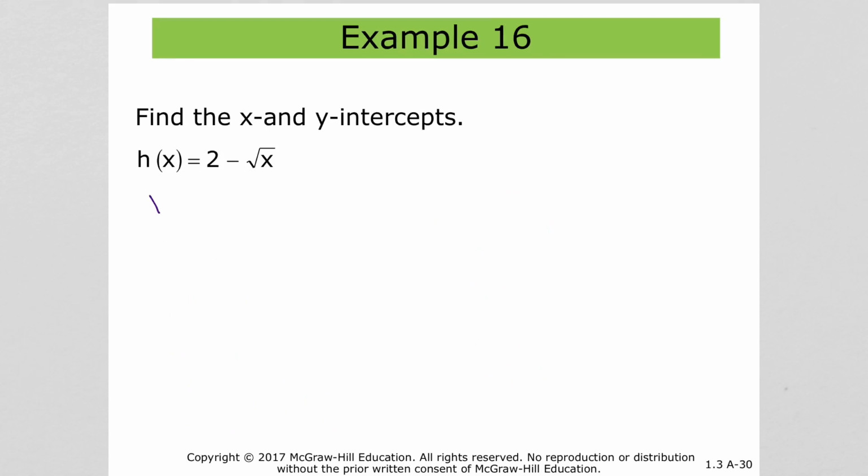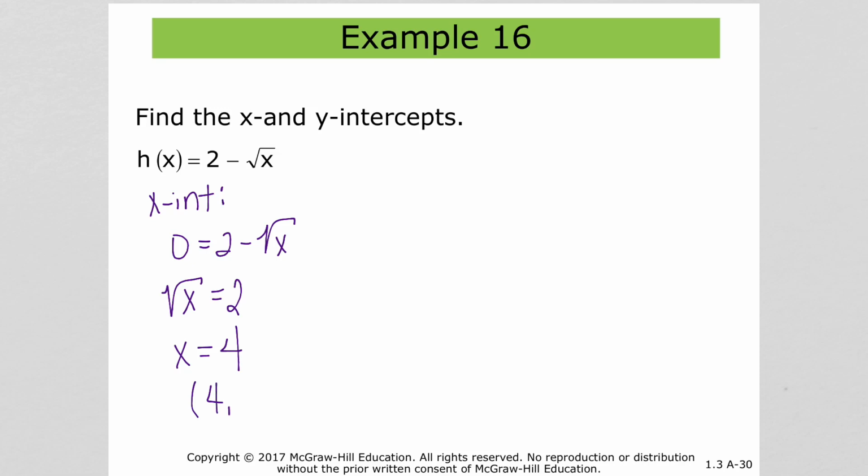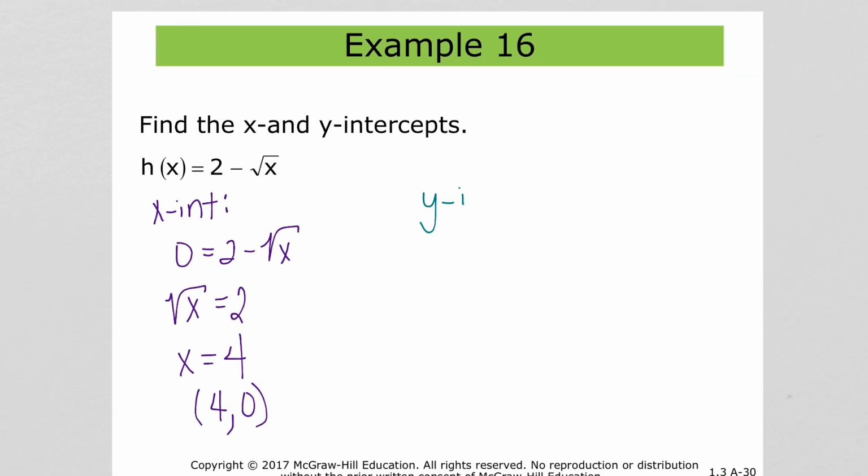And then this one, x-intercepts, let y be 0. So we've got the square root of x is 2. If we square both sides, then x is 4. So there's an x-intercept at 4, 0. For the y-intercept, we let x be 0, and the square root of 0 is just 0. So we've got y equals 2. So there's a y-intercept at 0, 2.